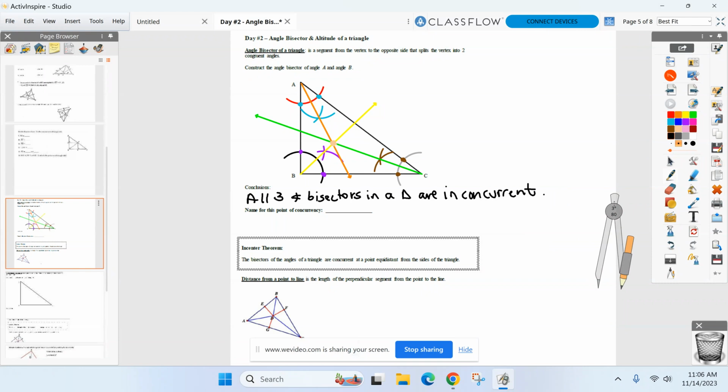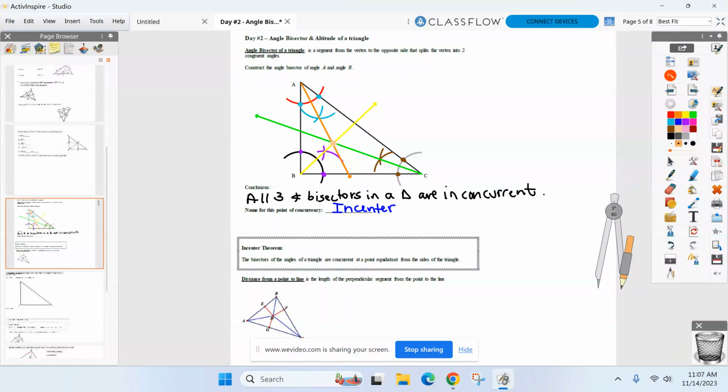Now, with the angle bisectors, we have a new name for the point of concurrency. That point right there, many of you saw that intersected. Yesterday was the circumcenter. Today, we call that point of concurrency the incenter. That's called the incenter. All right, the incenter.